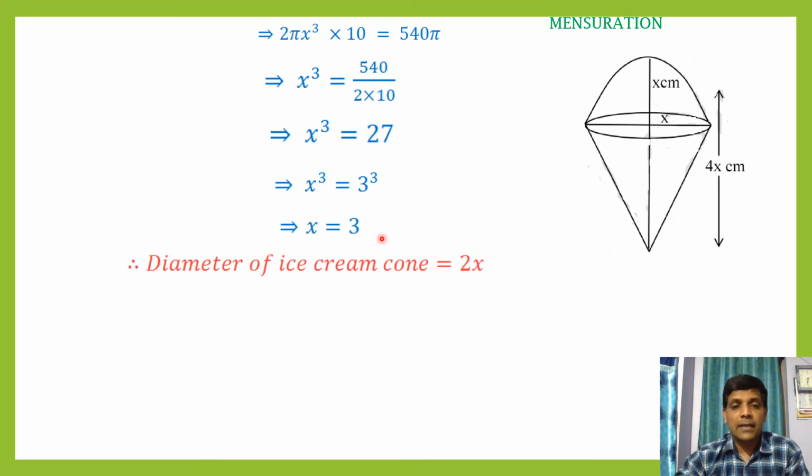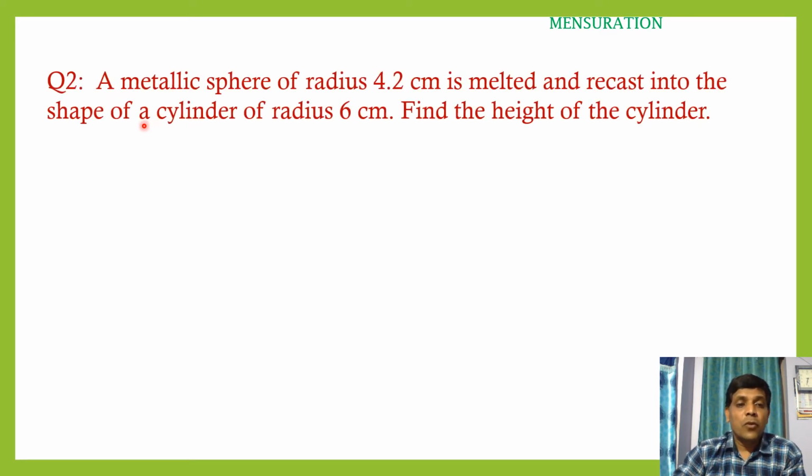Therefore, diameter of the ice cream cone is equal to 2x. So what is the value of x? x equals 3. So 2 into 3 is 6. Now the diameter of the ice cream cone equals 6 centimeters. So, the conclusion: the diameter is equal to 6 centimeters. Next, we are going to the next question.